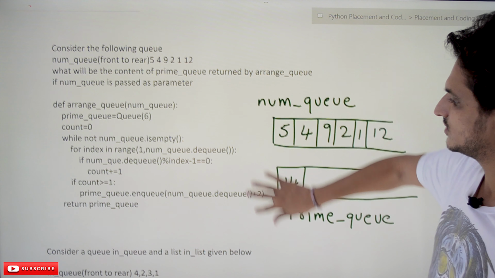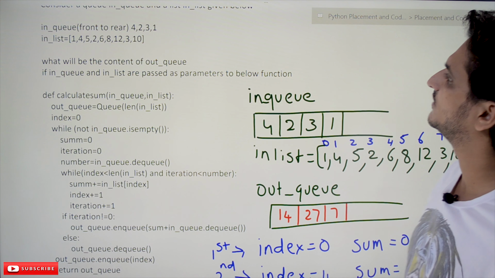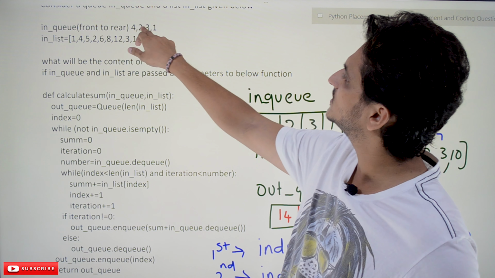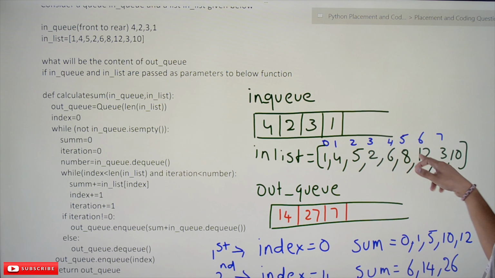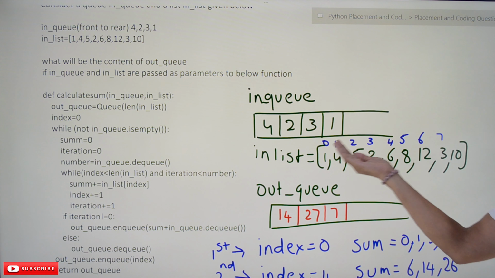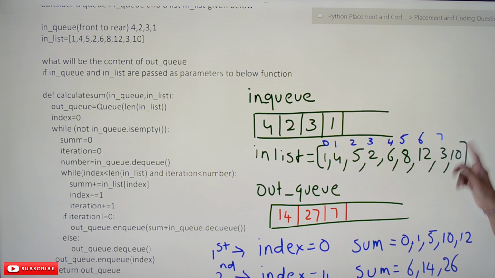Okay, coming to the second question. Here too, in Q1 the list is given. In Q consists of 4, 2, 3, 1. These are the elements, and the list consists of 1, 4, 5, 2, 6, 8, 12, 3 and 10. We have written the indexes. List is having indexes 0, 1, 2, 3, so on up to 8.